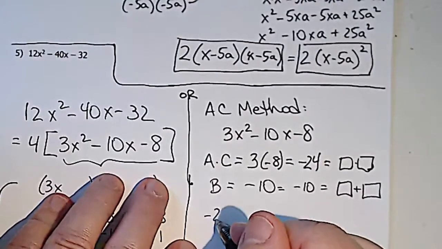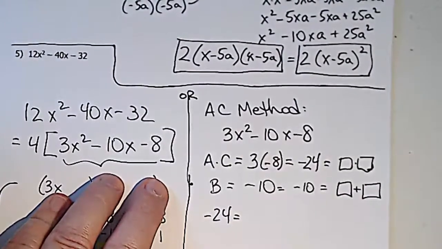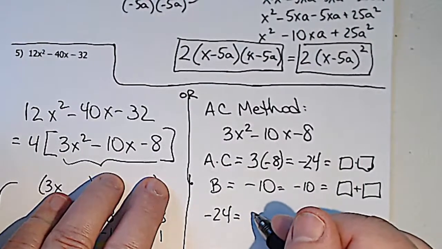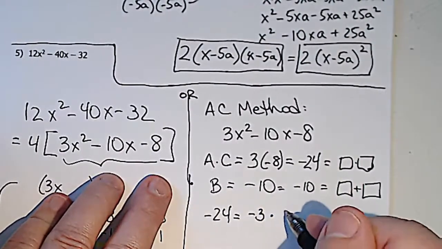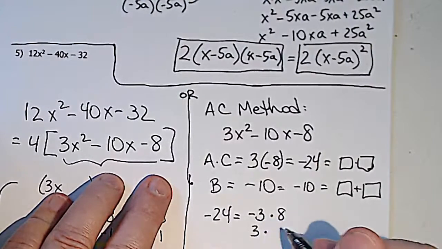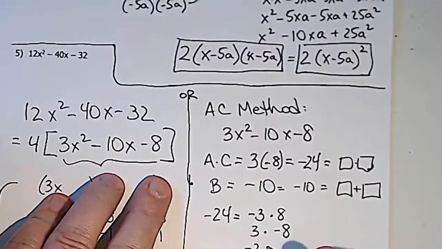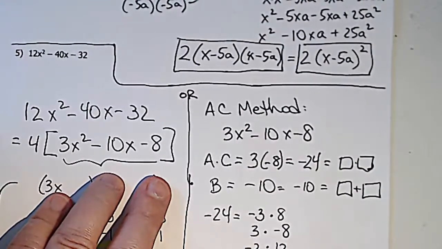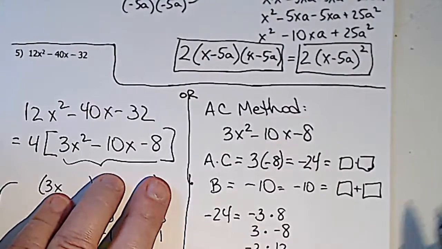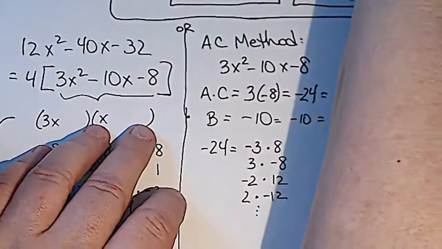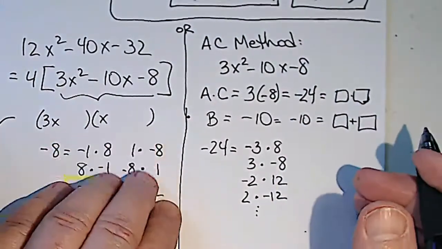Then B, in this case, B is negative 10. So that has to be the sum of the numbers. Okay, so we look at negative 24 and think what numbers multiply to give me negative 24. I could have negative 3 times 8. I could have 3 times negative 8. I could have negative 2 times 12. I could do 2 times negative 12. There are a bunch of other ones. I'm running short of space.